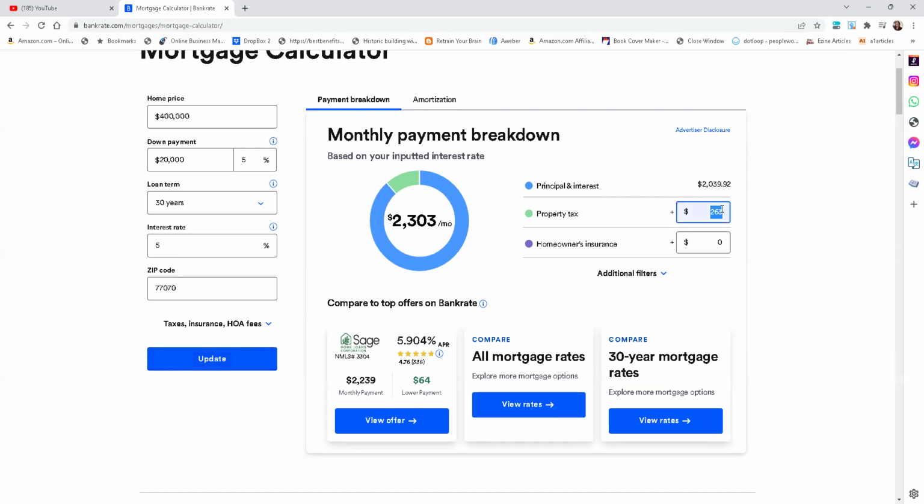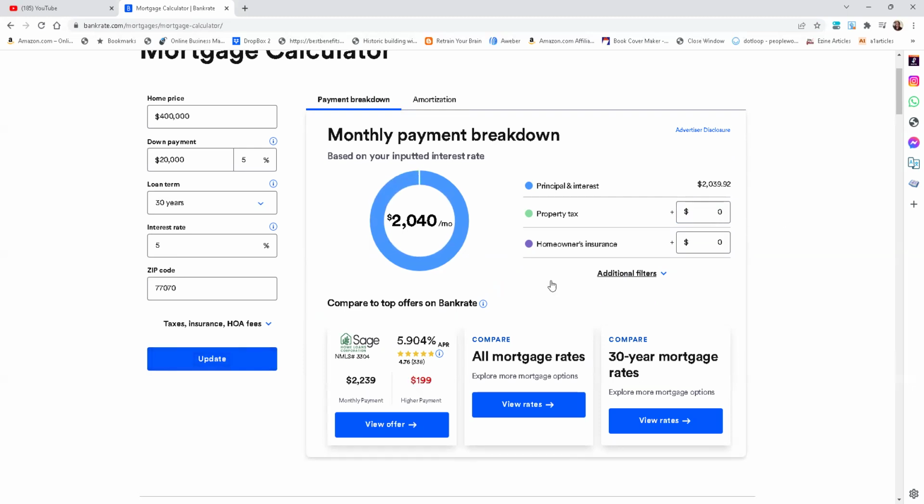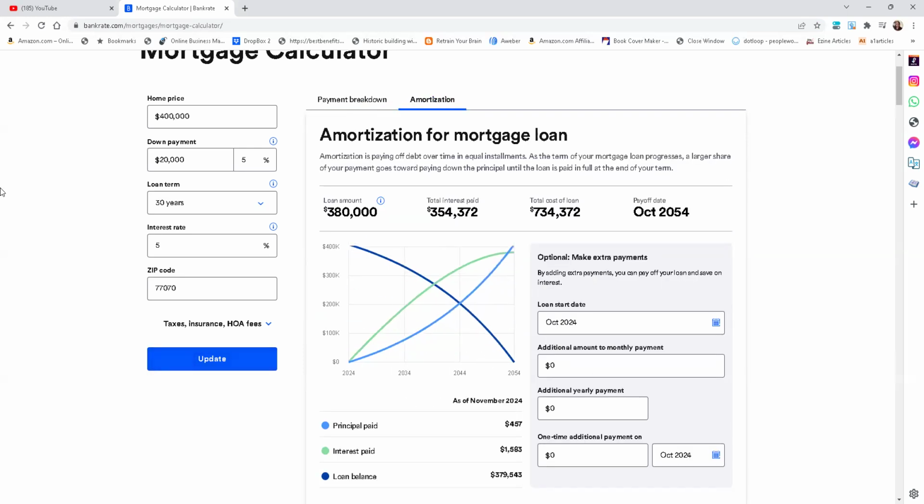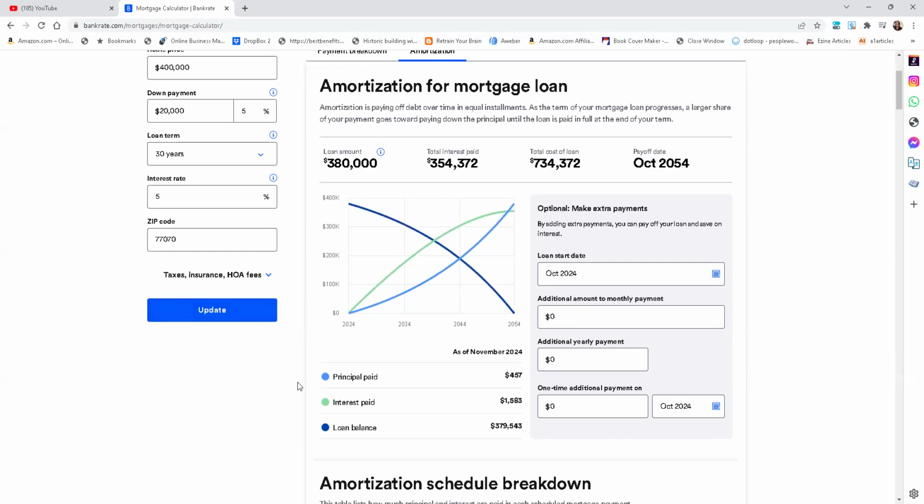Okay, so in this example, again, we're just going to deal with principal and interest. Our monthly payment for just principal and interest is $2,000 and around $40, right? So now let's look at the amortization for this. It's saying principal is $457 and the interest you're paying is $1,583. So if you're borrowing $380,000, you're paying $354,000 back to the bank if you made the same payments of that $2,040 for 30 years.